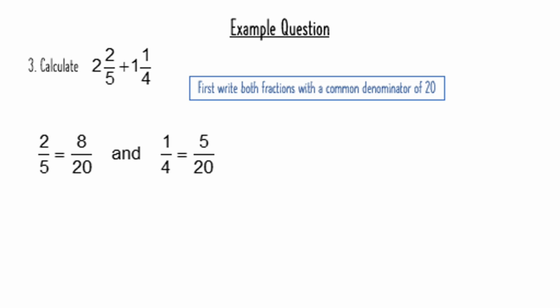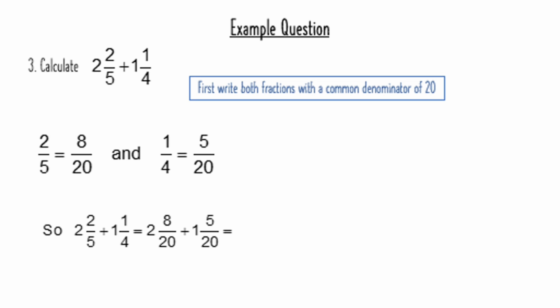Let's take a look at the second fraction. Here we have 1 over 4. Now to get from 4 to 20, you have to multiply by 5. Whatever we do at the bottom, we have to do at the top as well, which means we have to take this 1 and multiply it by 5 as well. That gives us 5 over 20. So we now have 2 and 8 over 20 plus 1 and 5 over 20.